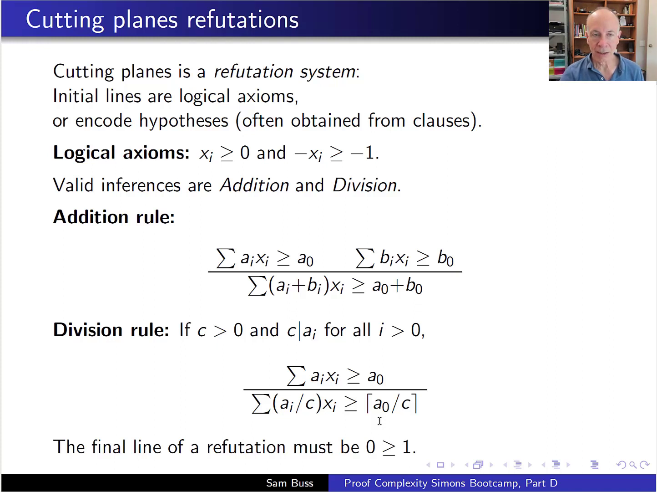And then we're trying to do a refutation. We're supposed to end up with a false linear inequality at the end, and the final line should be 0 greater than or equal to 1. And we can always get any inequality 0 greater than or equal to a positive number in this form by using the division rule.